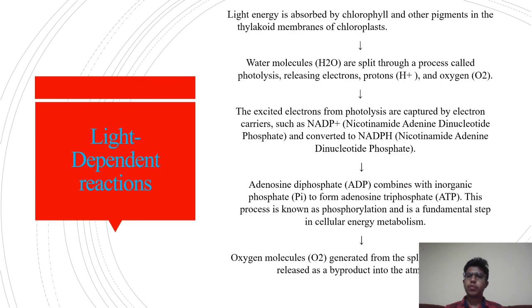Light dependent reactions. The light energy is absorbed by chlorophyll and other pigments in the thylakoid membranes of the chloroplast. This is the first step of the light dependent reactions. Next, water molecules are split through a process called photolysis, releasing electrons and oxygen. The excited electrons are captured by the electron carrier NADP plus and converted to NADPH. Adenosine diphosphate combines with inorganic phosphate.